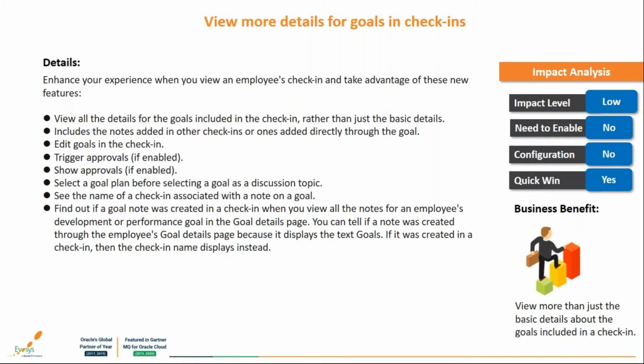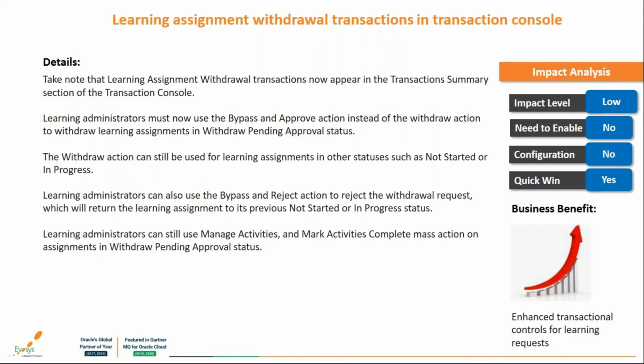Coming to the impact analysis, the impact level is again low, as there's no need to enable this feature. The configuration is not in place. There's nothing required to be configured before using this feature, and this qualifies for a quick win. Now we come to learning assignment withdrawal transactions in transaction console. Now take note that this feature now appears only in the transaction summary section of the transaction console.